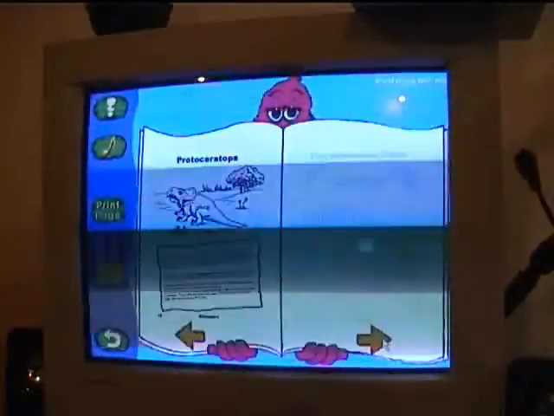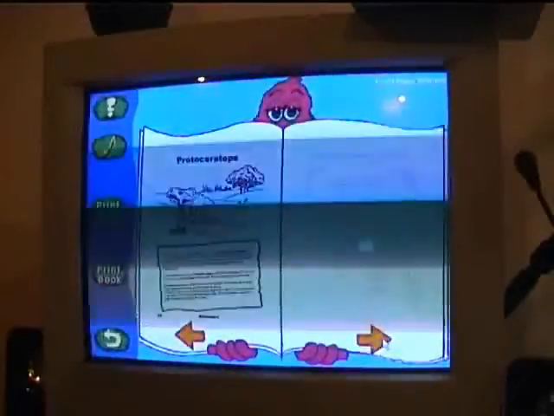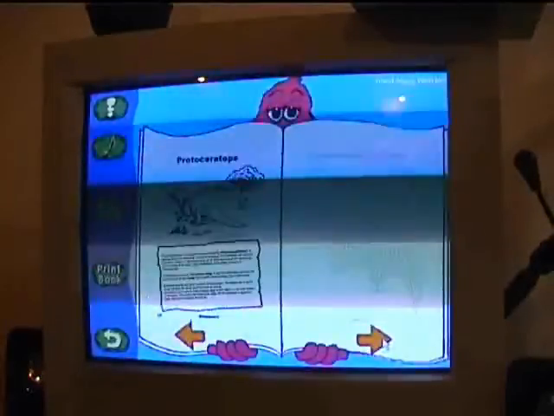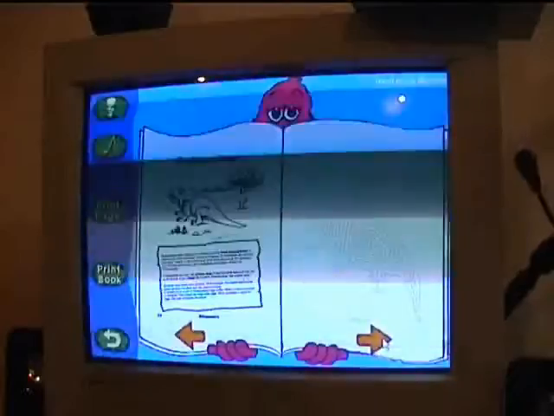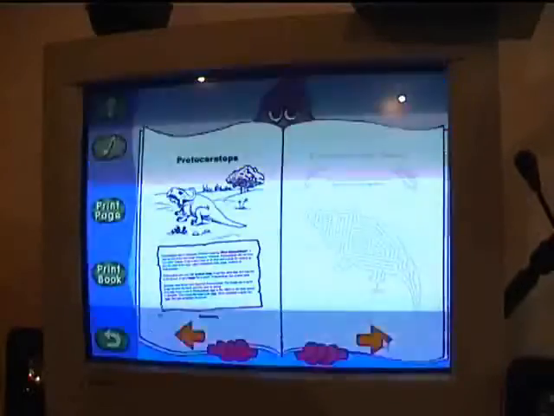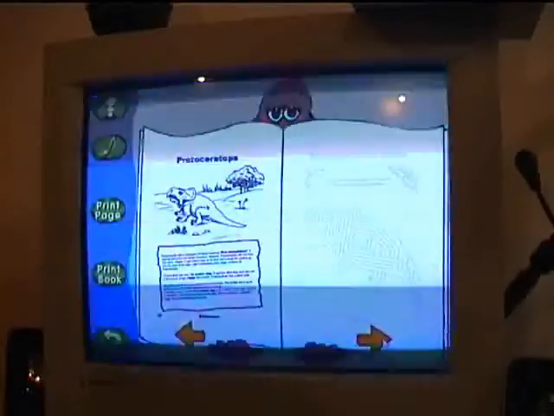Page 12. Protoceratops. Protoceratops was a ceratopian dinosaur, meaning first horn face. It was the first of the horn-faced dinosaurs. However, Protoceratops did not have true horns. Instead, it had a bony lump on its skull and a small frill coming up from the base of the neck. Later ceratopians were larger versions of Protoceratops.